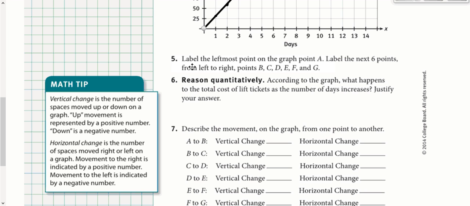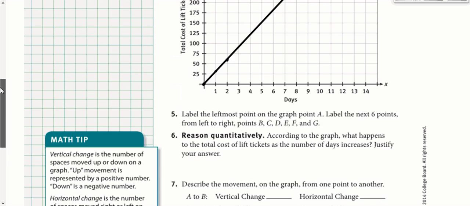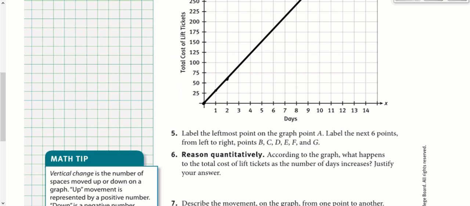Over here, number 5 says label the leftmost point on the graph as point A. Label the next 6 points from left to right. Okay, so if we're going to do that, we would come up here and I would have A and then B and then C, and keep going to label your points.